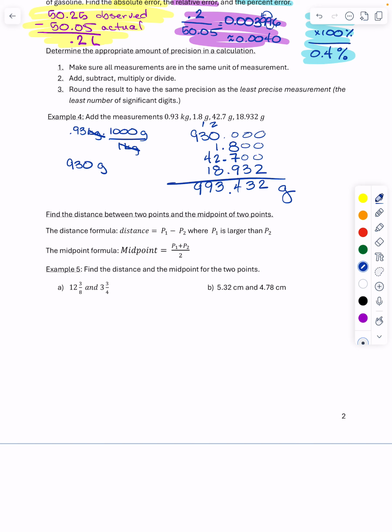When we talk about precision, we want this to be as precise as the least precise measurement, least number of significant digits. So this one has 2 significant digits. This one has 2. This one has 3. This one has 5. So we want an answer that is correct to 2 significant digits, which means we got a whole lot here that we're going to ignore. And this becomes 990 grams if we carry this to 2 significant digits.